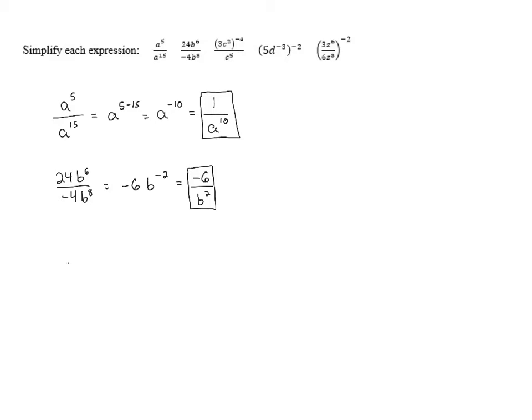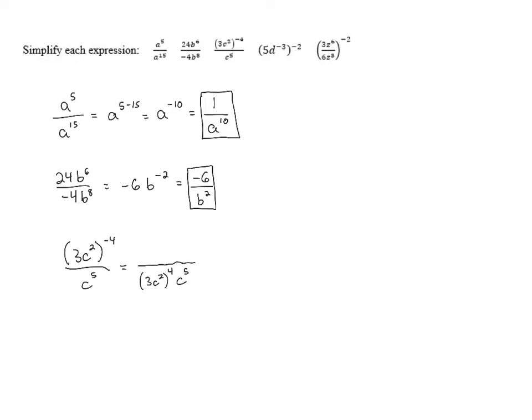Let's look at the third one. We've got 3c squared to the negative 4th all over c to the 5th. Now here we notice that everything in the numerator has a negative exponent, so it can be moved to the denominator if we make the exponent positive. So that gives us a 3c squared all to the 4th power in the bottom, and also the c to the 5th stays in the bottom.